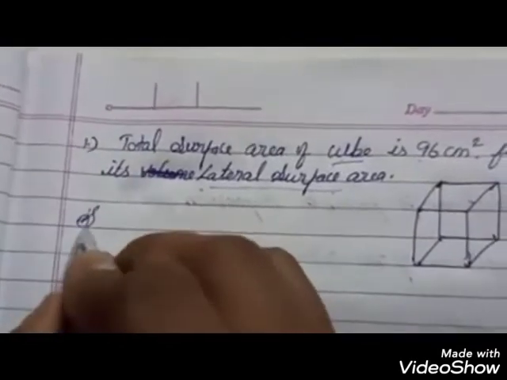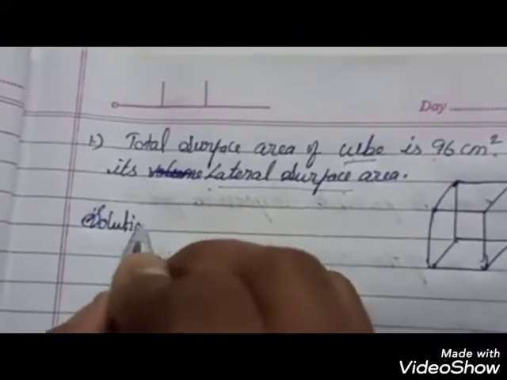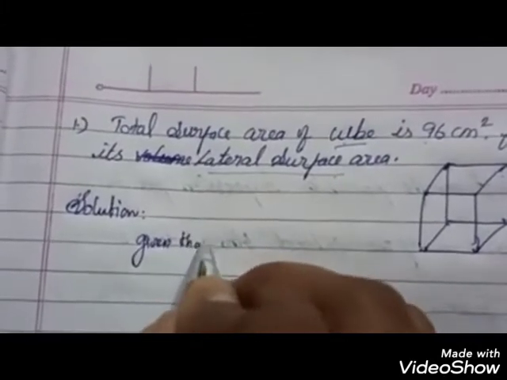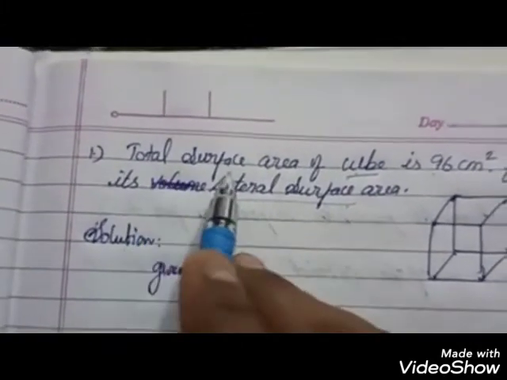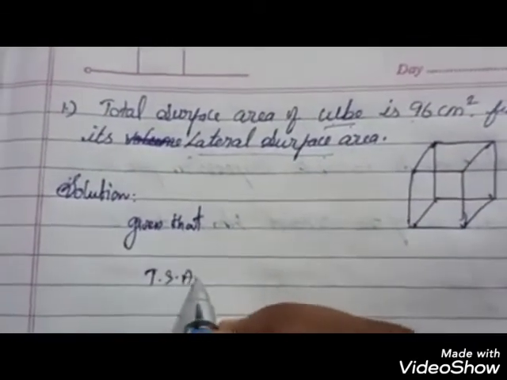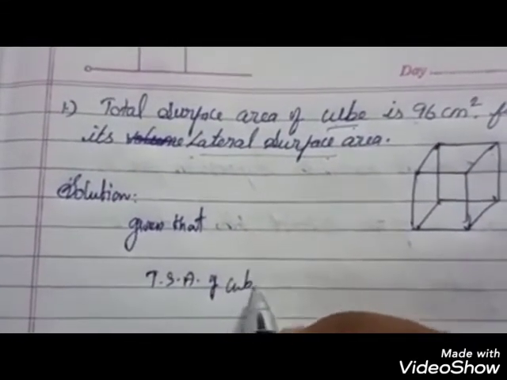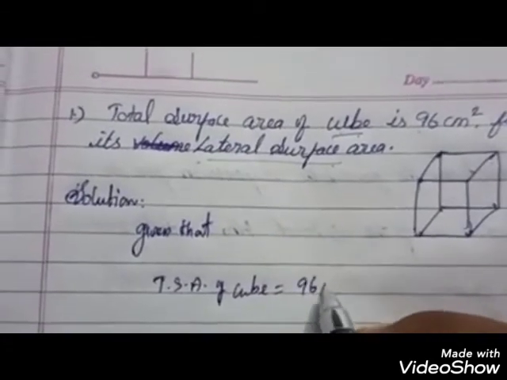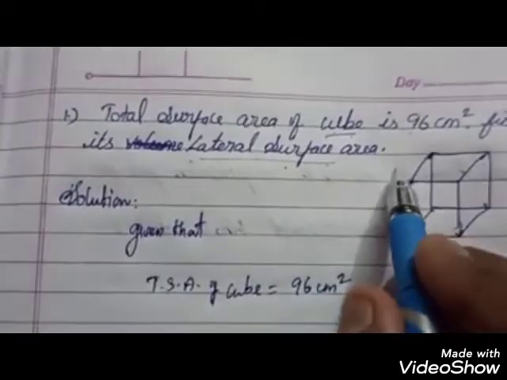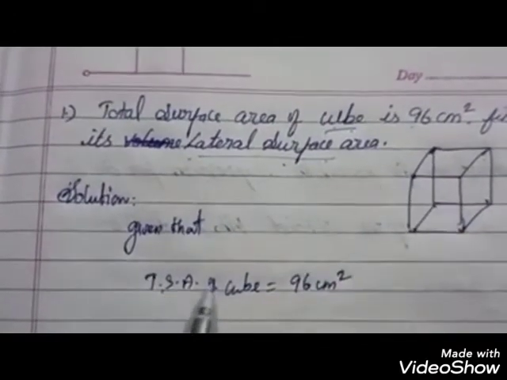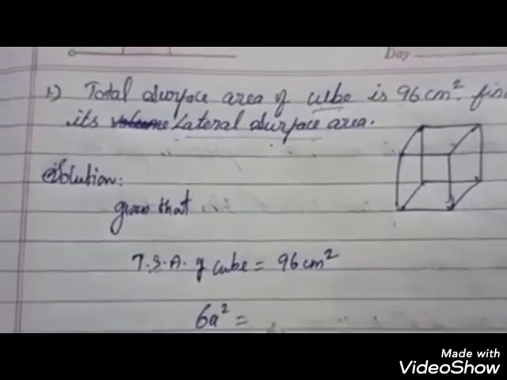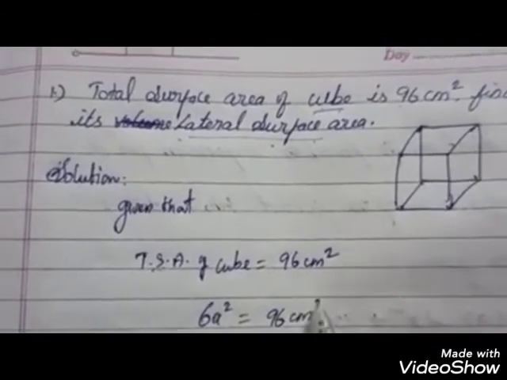In the solution, what is the given value? Given that, the total surface area of a cube is given. So TSA of cube is equal to 96 centimeter square. We need to find the lateral surface area. What is the formula to find the total surface area? It is 6a square equal to 96 centimeter square.